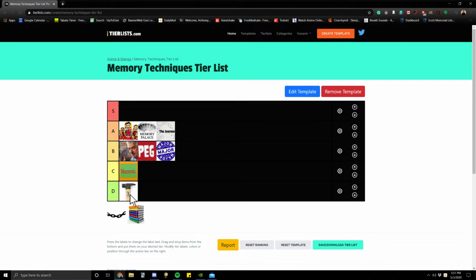And so first we have blunt force at the bottom, mnemonic. Then we have major system, peg system, Dominic system. And then moving forward, we have the memory journey, which is probably the easiest to learn out of all the A tier techniques. Then we have memory palace. And then we have the Russian doll.